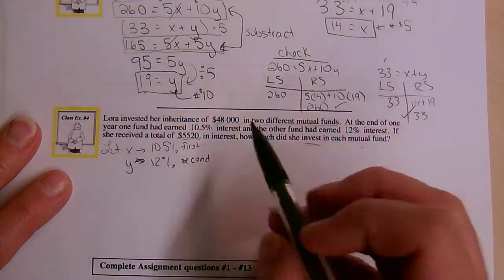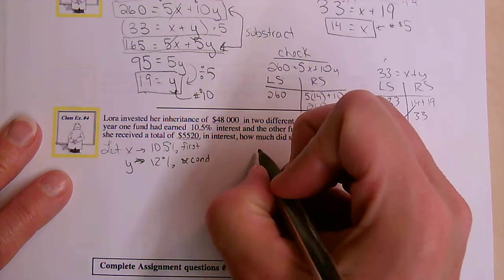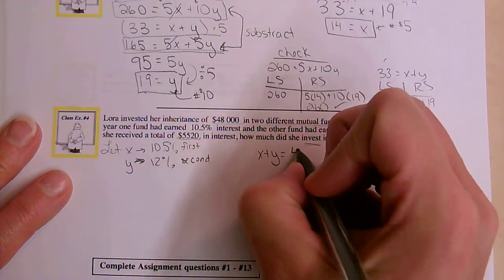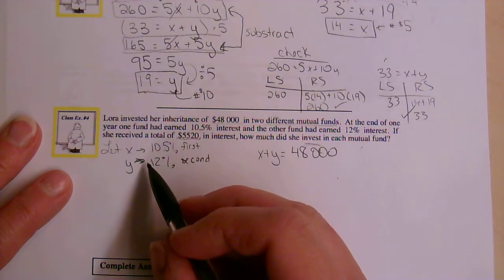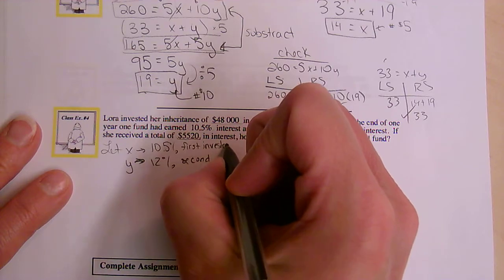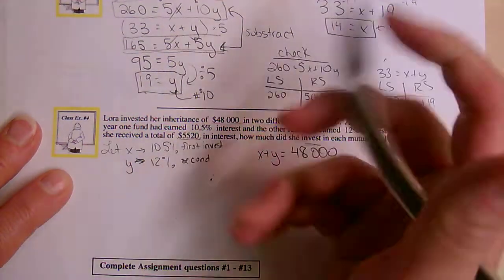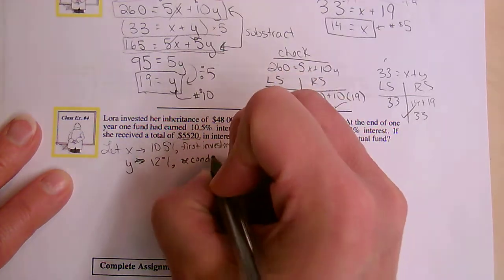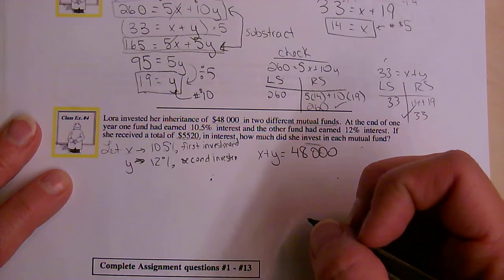Okay, so she invested it into the 2 different funds. So that means that X plus Y was equal to $48,000. Okay, so this is the first investment, I'll put the word investment, I'll spell it right. Second investment. So it's actually like the monetary value.